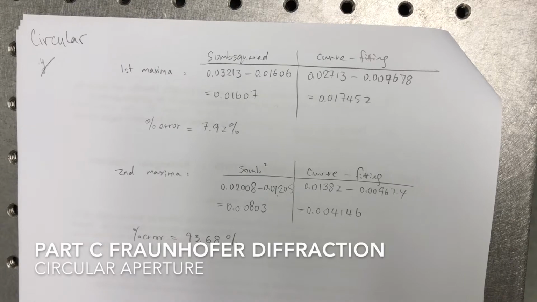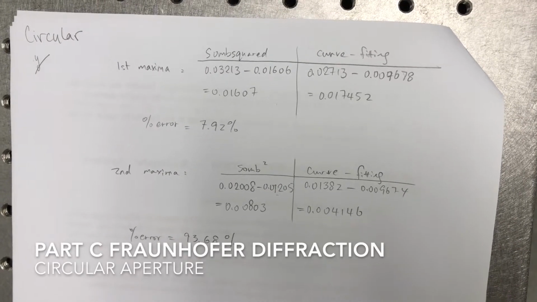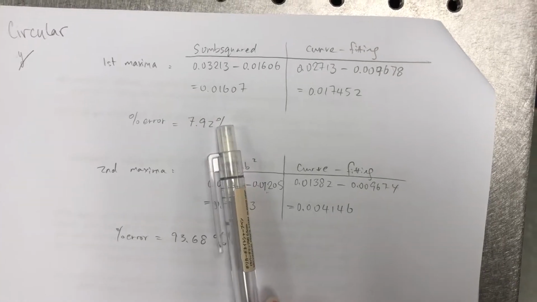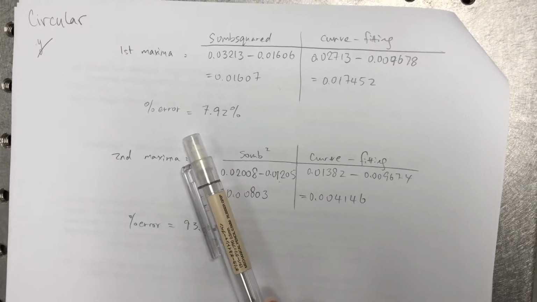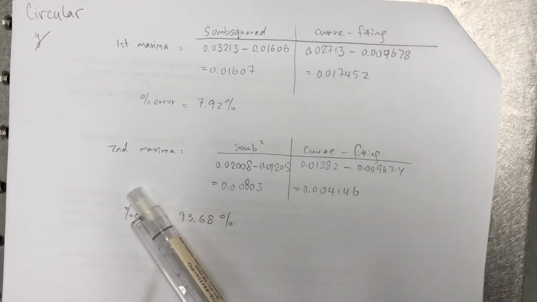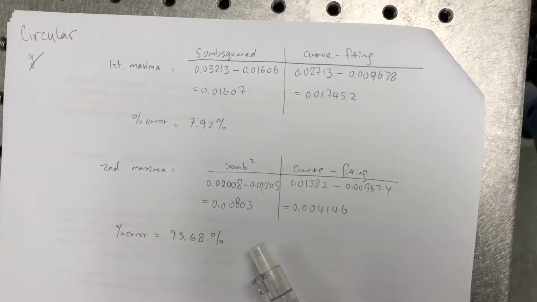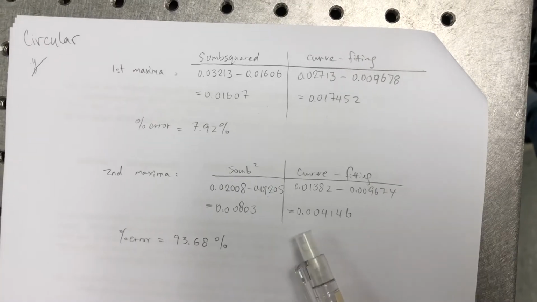We did the same thing as the last part, but we used a circular aperture. We found that the amplitude of the first maximum is 7.9% different. At the second maximum, we found that there was a much greater difference between the raw data and curve fitting.